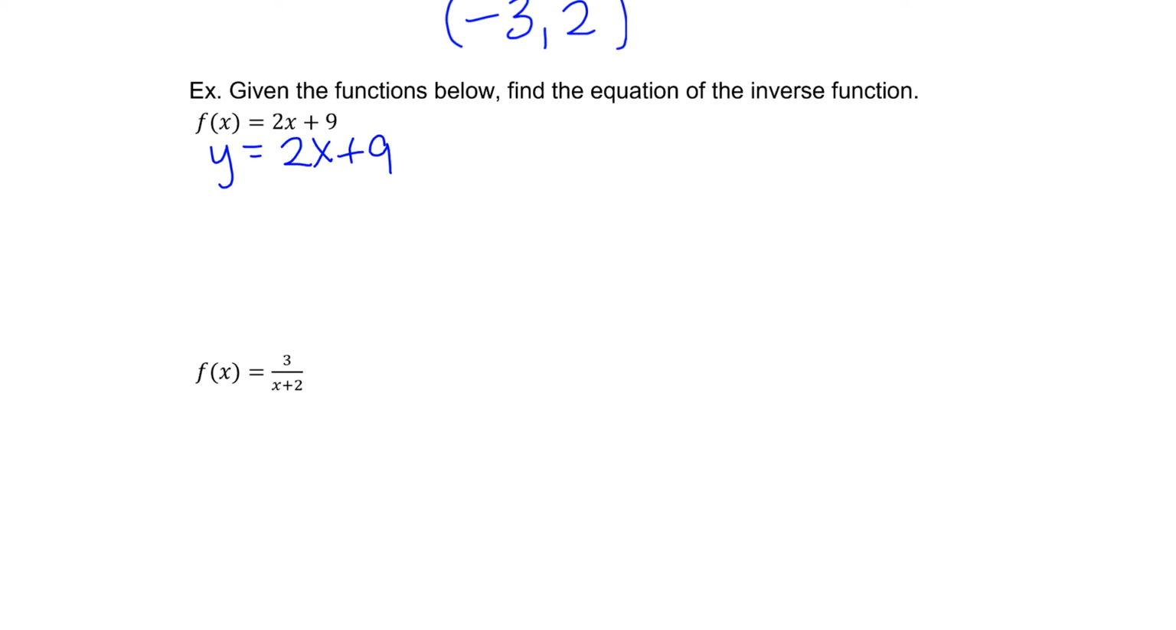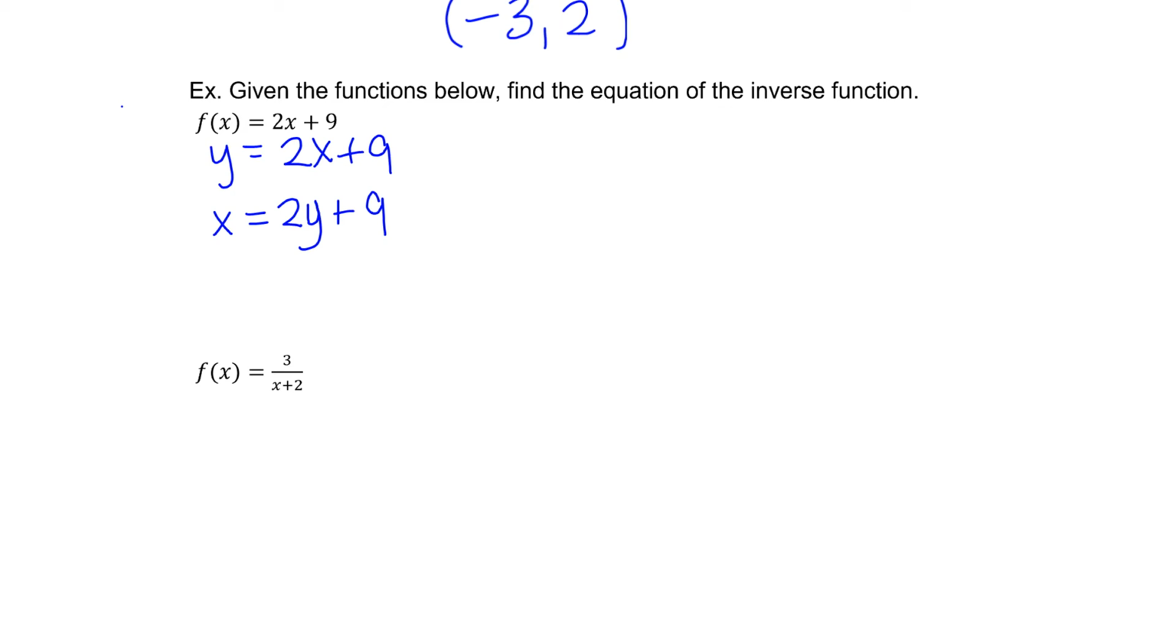Next, we're going to switch x and y. And when we switch x and y, we don't actually move anything that we're multiplying to x with x when we switch it. So instead of saying 2x equals y plus 9, when we switch x and y, it becomes x equals 2y plus 9. So nothing moves with the x when we switch it.